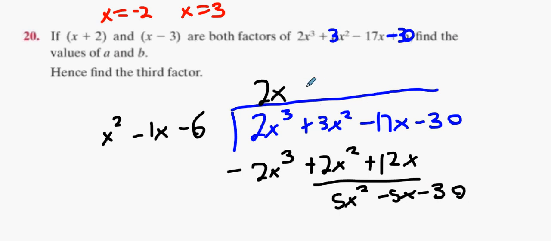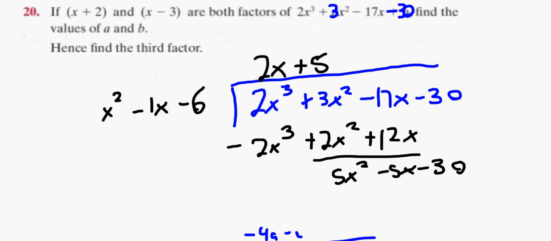And then the last answer is plus 5. So you have your third factor now, don't you? Third factor is 2x plus 5.